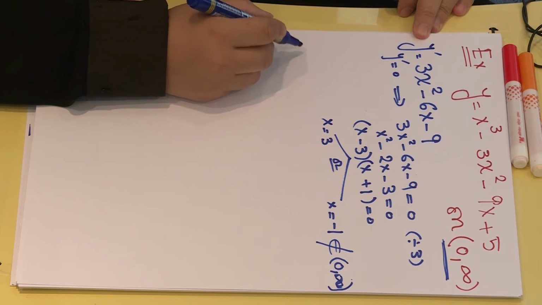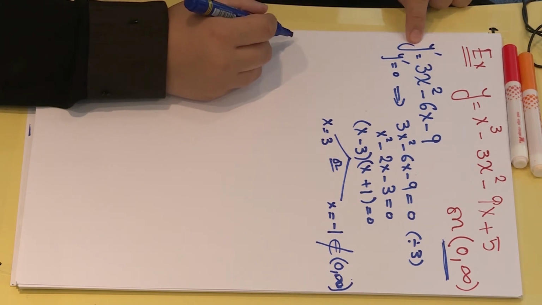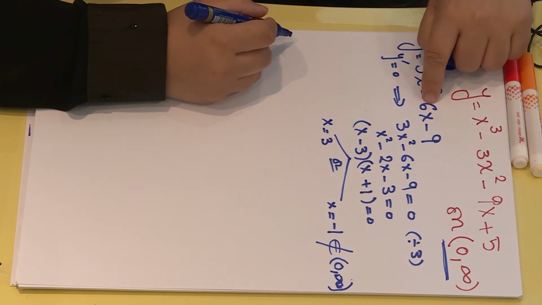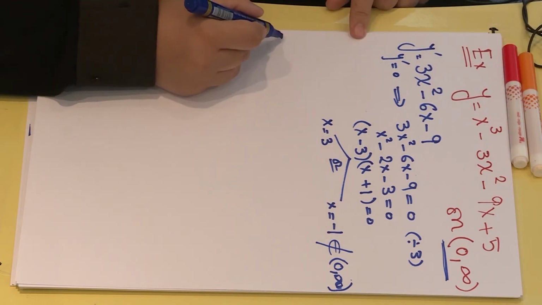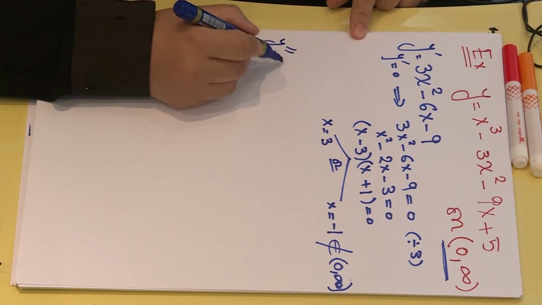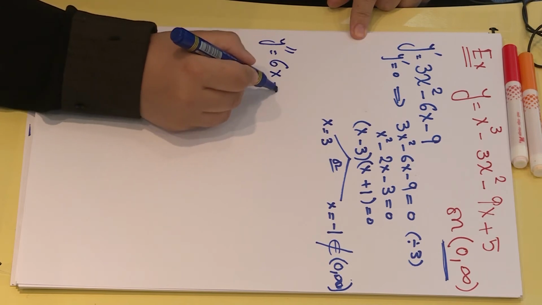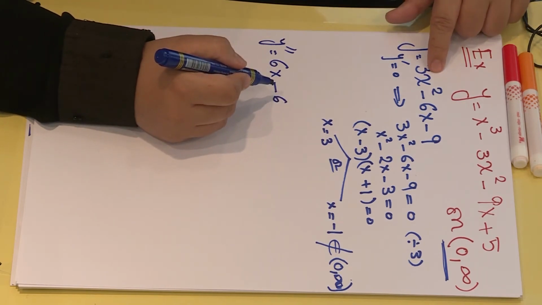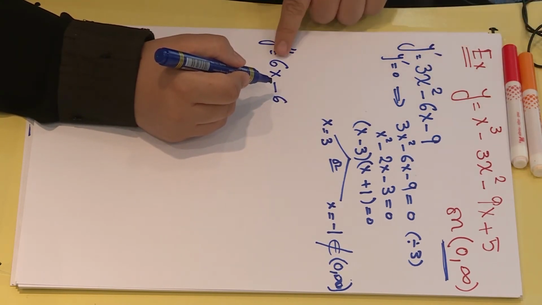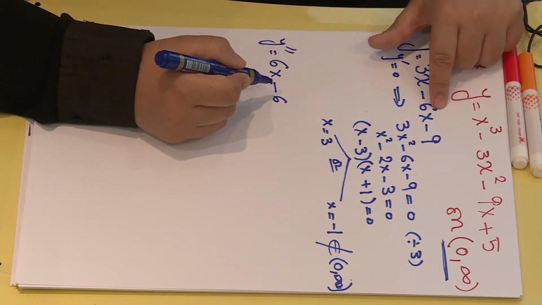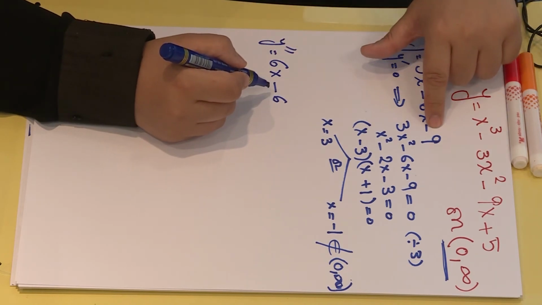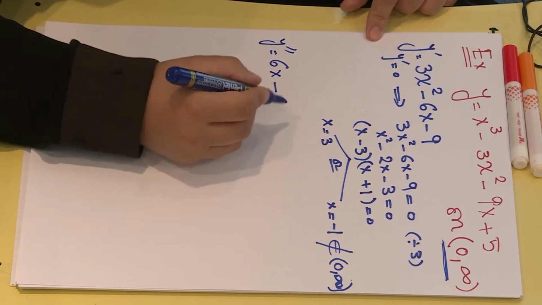Now, what's the second derivative? Y prime is 3x squared minus 6x minus 9. So y double prime equals 6x minus 6. Derivative of 3x squared is 6x. Derivative of minus 6x is minus 6. And the derivative of minus 9 is 0.